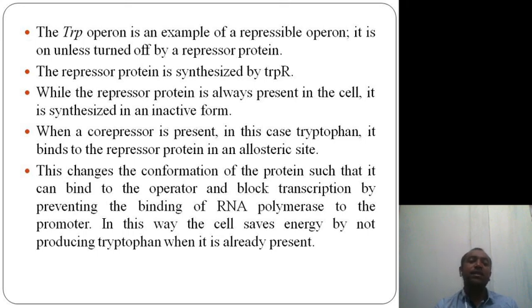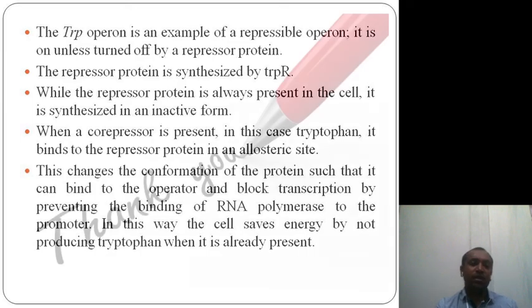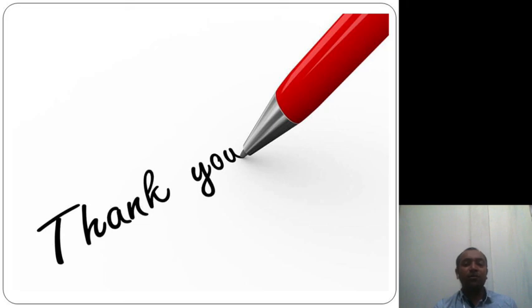So it makes sense, because when tryptophan is very much available in the medium, why should the cell expend energy to get its genes expressed and produce tryptophan when it is readily available? So this was all about your tryptophan operon.